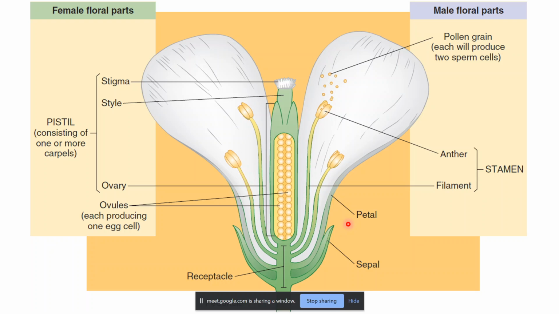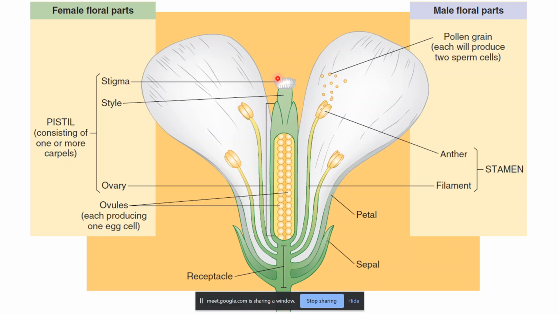Before fertilization occurs, pollen grains must travel from the anther, where they form, to the stigma. So from the anther of the stamen to the stigma of the carpel. So from here to here. The transfer of pollen grains from anther to stigma is known as pollination.